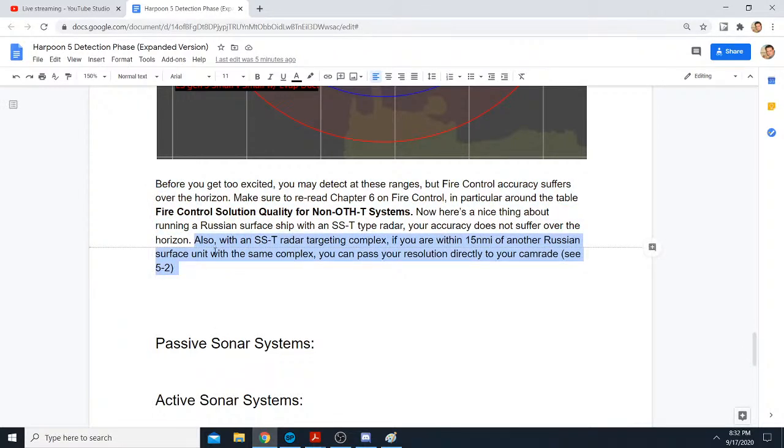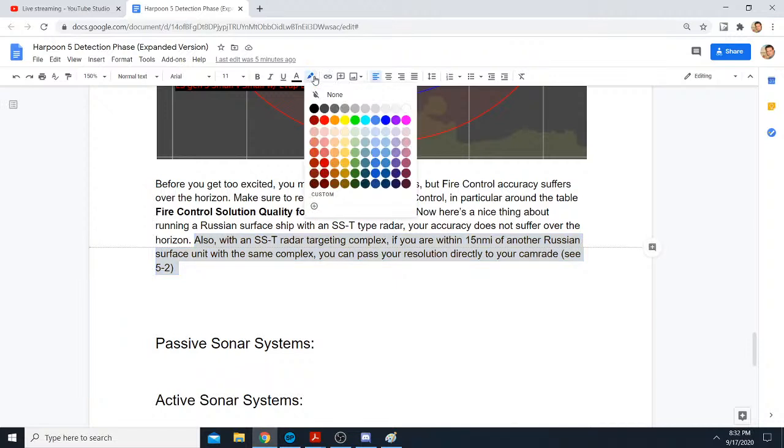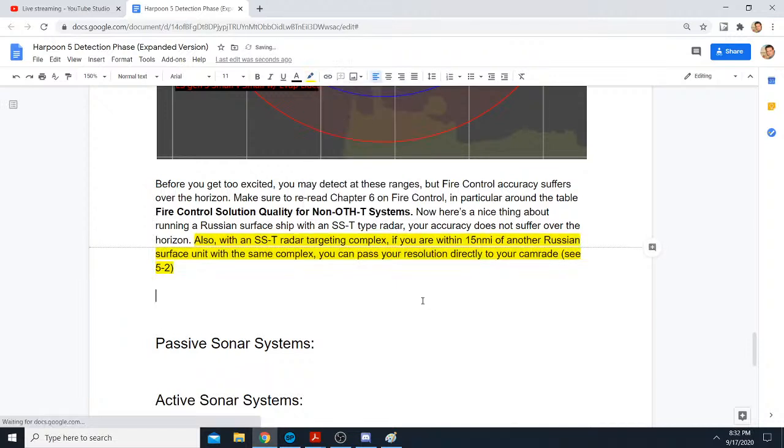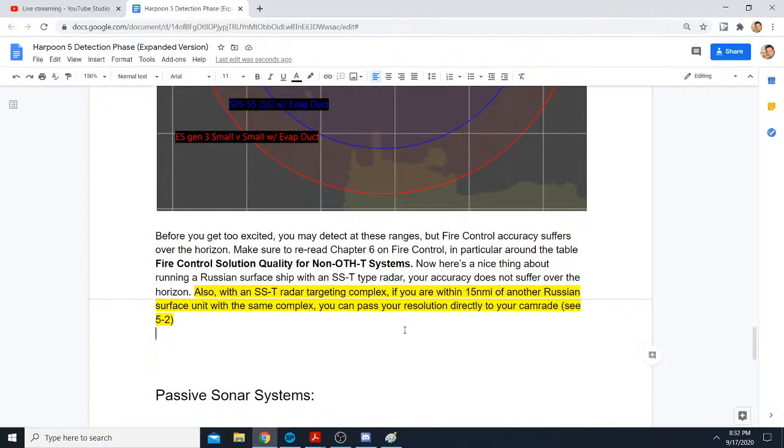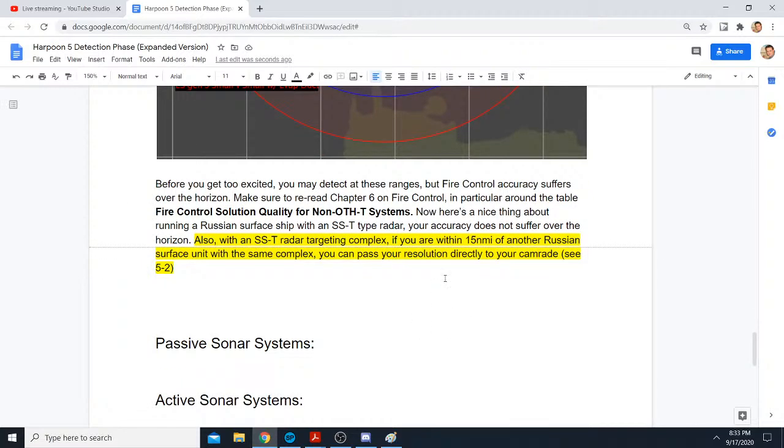There's another caveat for having an SST system. There are reasons for wanting to be Russian, right? With a targeting complex, there are some conflicting statements about data links. But what I will point out is that there's a very specific mention that if you have an SST radar targeting complex and you're within 15 nautical miles of another Russian surface unit with the same complex, you can pass your resolution directly to your comrade. Right? And that's on page 5.2.